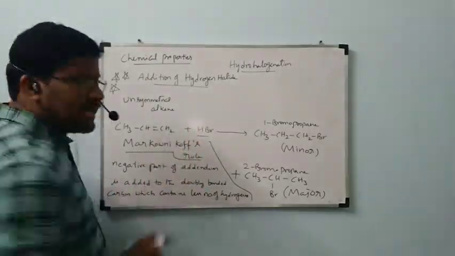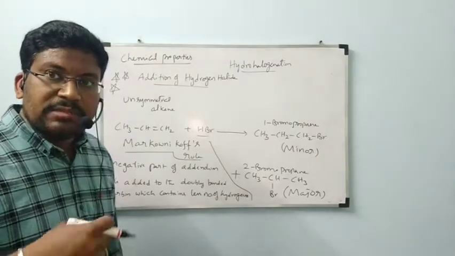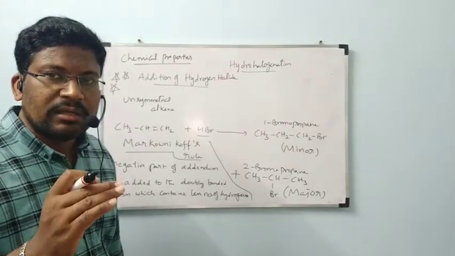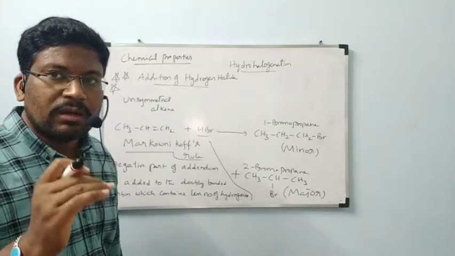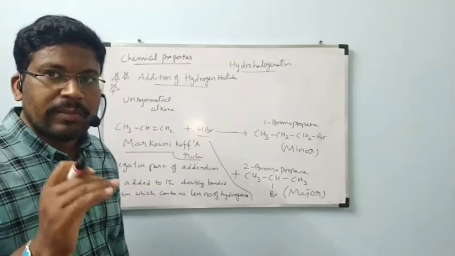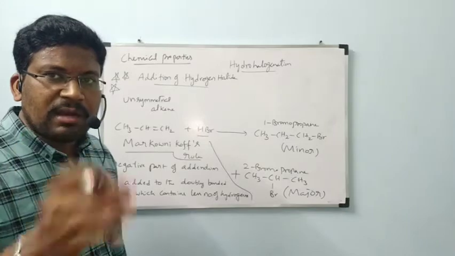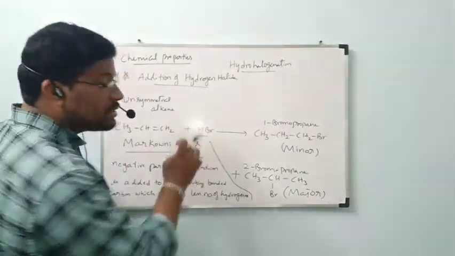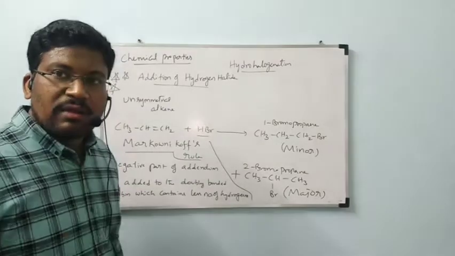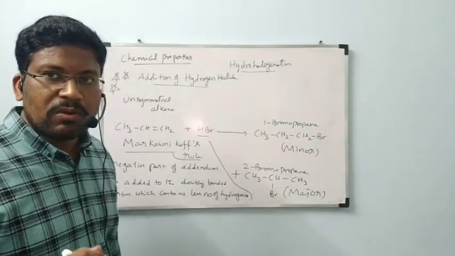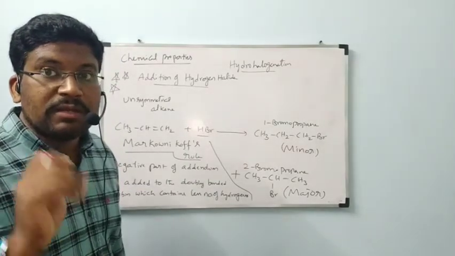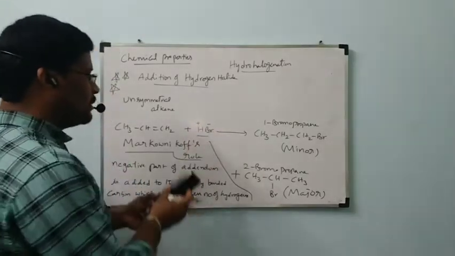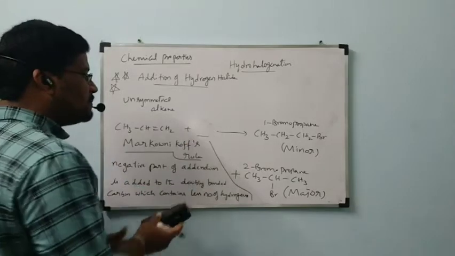Now, in this addendum HBr, which is more electronegative? Hydrogen is the least electronegative non-metal. Bromine is also a non-metal. Every non-metal is more electronegative than hydrogen, so bromine is more electronegative than hydrogen. Bromine will get the negative part, and hydrogen will be positive.